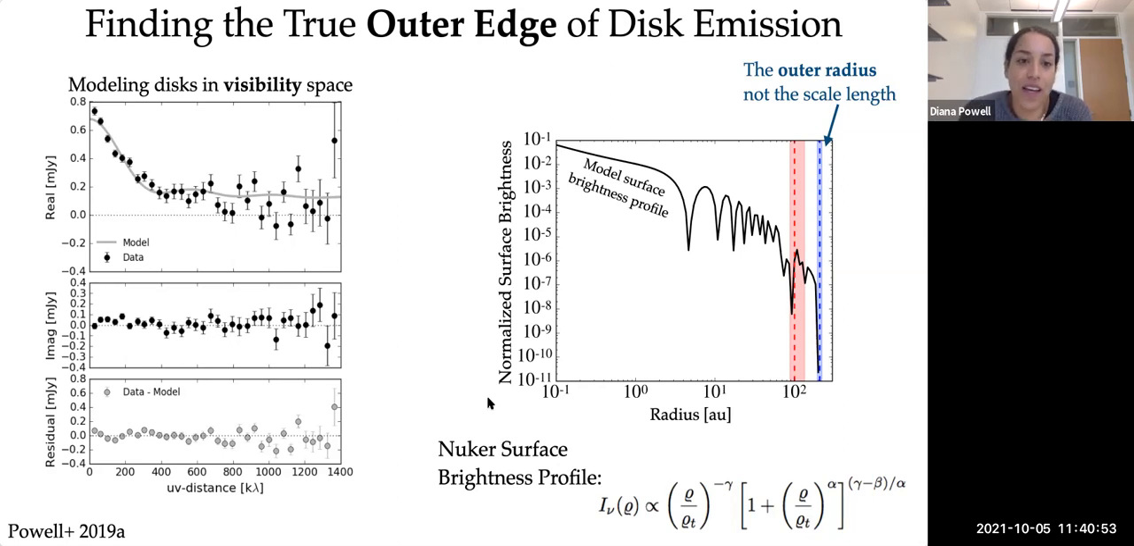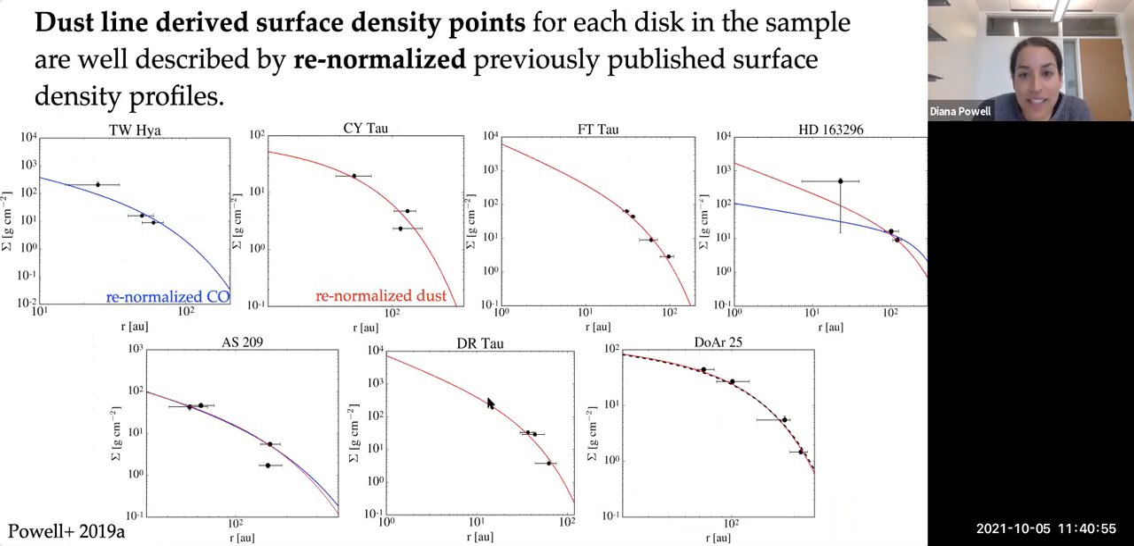Okay, so here I'm showing the total gaseous surface densities for the disks in my sample. The black points are the surface densities derived from dust lines, and the red or blue lines are previously published surface density profiles. These previous profiles were derived from CO emission or the combined multi-wavelength observations of dust. And what I've done here is to normalize these profiles to match the dust line derived surface densities.